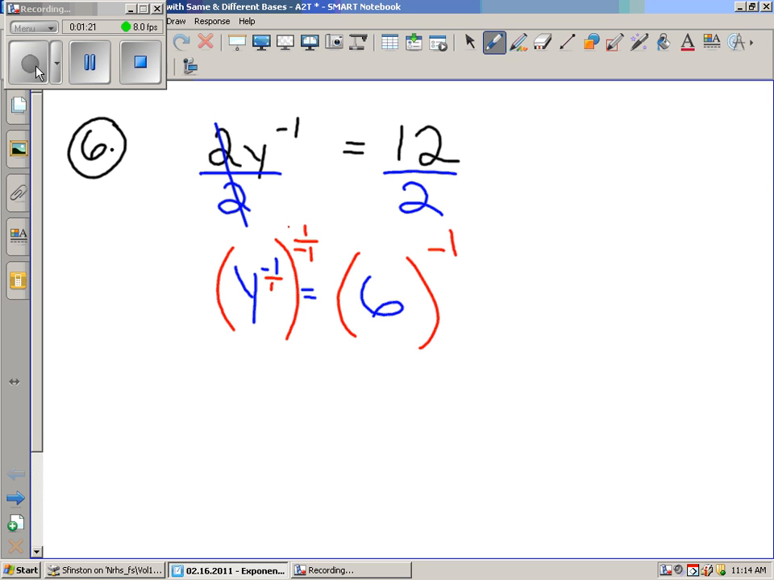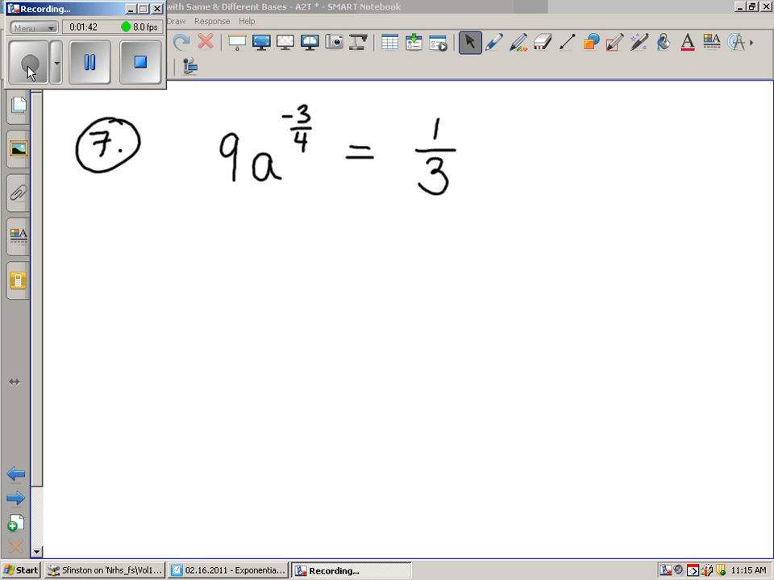And then we make it rain. Yeah, make it rain. And so y to the first equals 6 to the negative 1, and y equals 1 over 6. And that's it. That's how we do it.